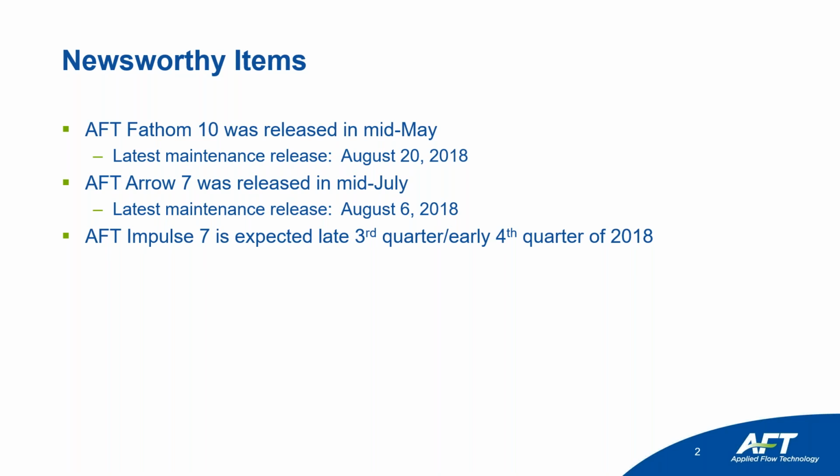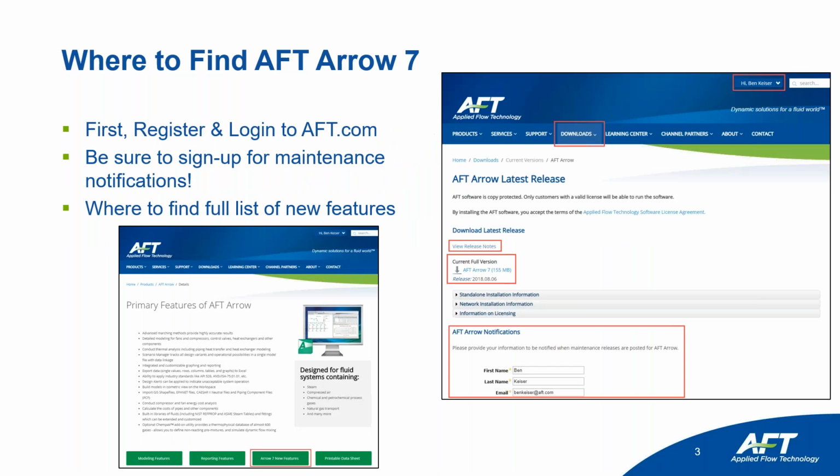It's really important to make sure that you are up to date with the latest releases, especially when we just come out with a brand new version. We're constantly adding new features and capabilities as things go forward, and you'll definitely want to make sure that you take advantage of those. Also, you'll be able to get the maintenance releases and stay up to date. The latest for Fathom 10 is August 20th. The latest release of Arrow 7 was August 6th. And I believe we'll probably be coming out with another maintenance release here soon.